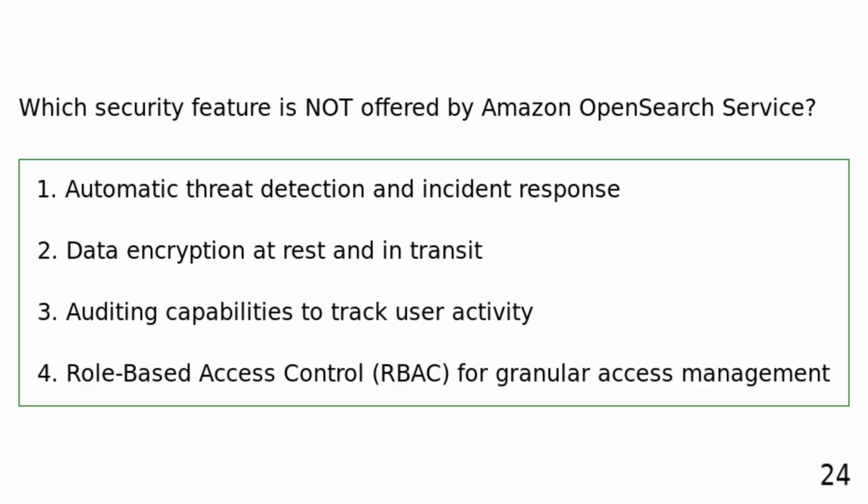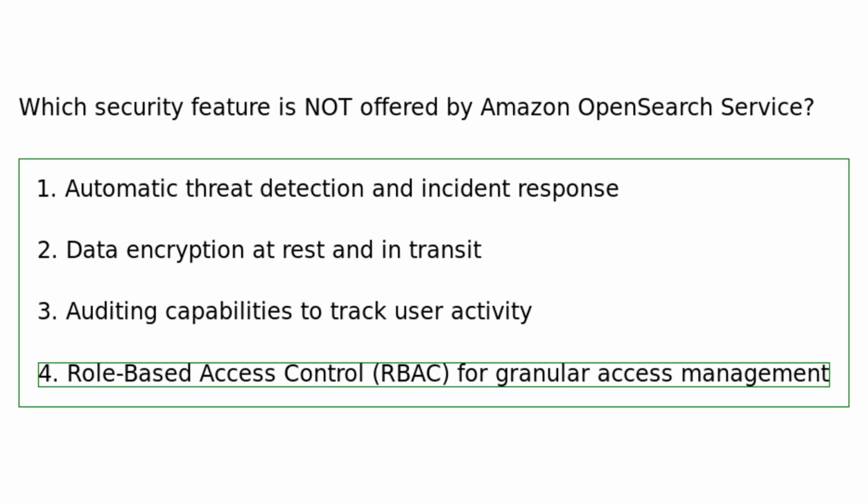Which security feature is not offered by Amazon OpenSearch Service? Automatic threat detection and incident response. Data encryption at rest and in transit. Auditing capabilities to track user activity. Role-based access control for granular access management. OpenSearch relies on IAM for user authentication and RBAC for access control. It offers encryption but does not provide built-in threat detection.